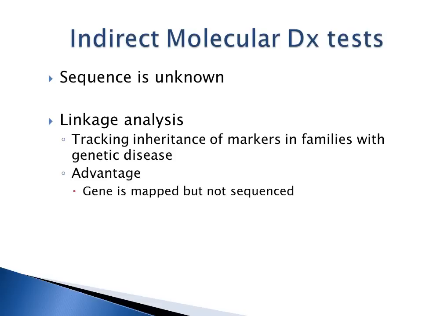Indirect testing is when you may not know the sequence, and what you need to do is then do linkage analyses. So this is where you're going to analyze generations of families that may have a disease and track specific genes and see if you can figure out what gene might be involved, and then you could do mapping on it. So the gene is mapped, but it's not sequenced. You're not comparing sequences, and we'll talk about all of these techniques throughout the semester.